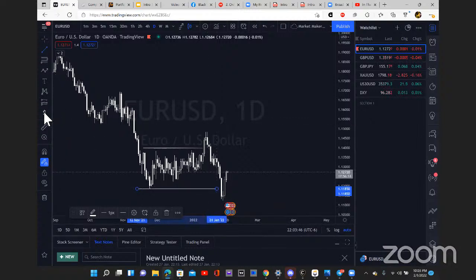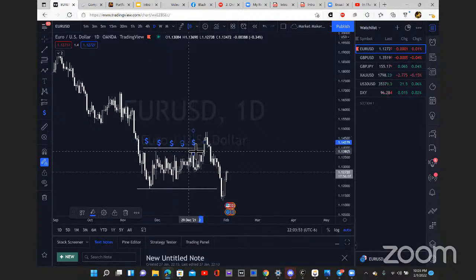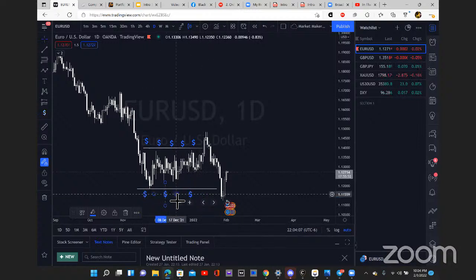And what lies above resistance? Stop losses. Oh, and we also have buy stops up here as well. We have stop losses for sells and we have buy stops. Down here, we have stop losses for buys, and we also have sell stops down here.